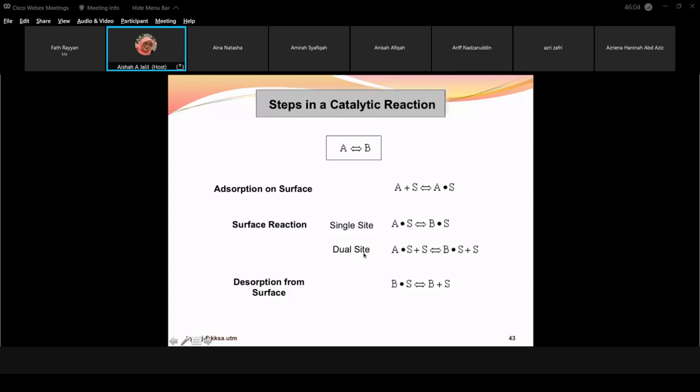The question will usually say single site or dual site for the reaction, something like that. So you have to write the catalytic mechanism equations. If there is just one reactant but a dual site reaction, we have to write like this, and then the desorption is the reverse of the adsorption.